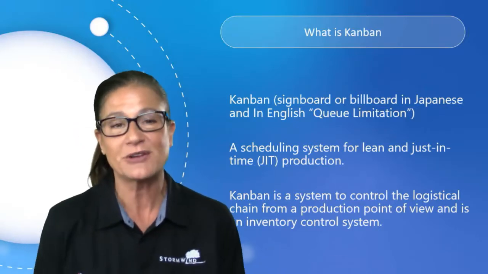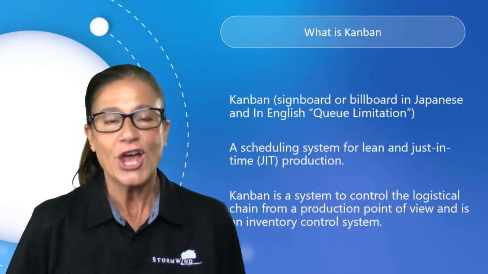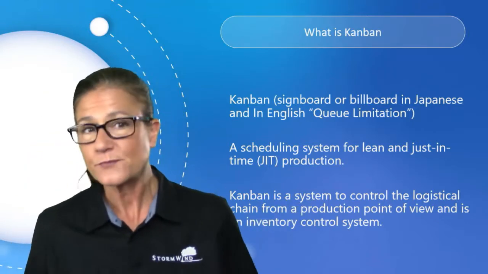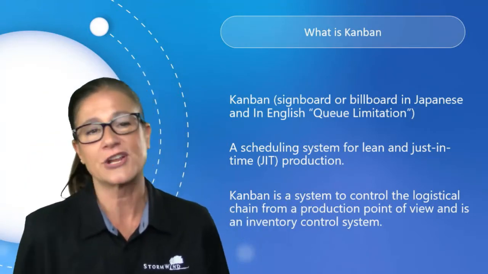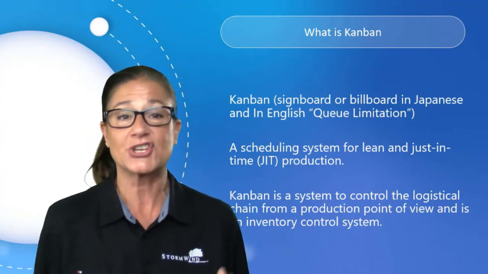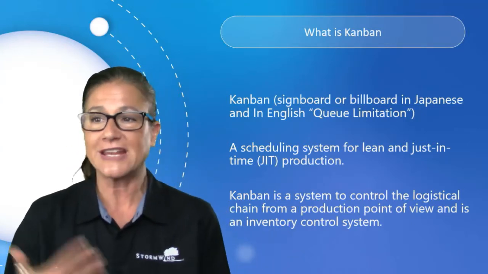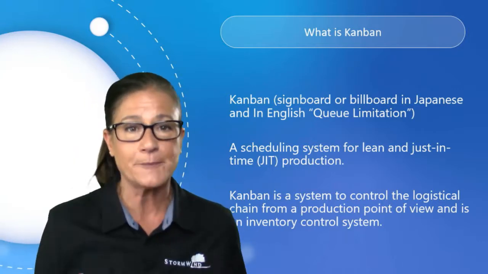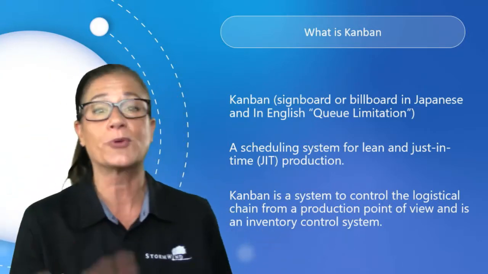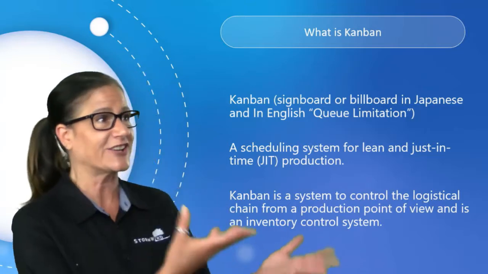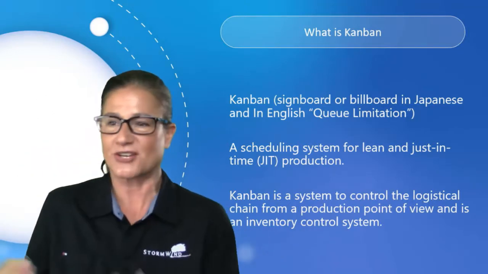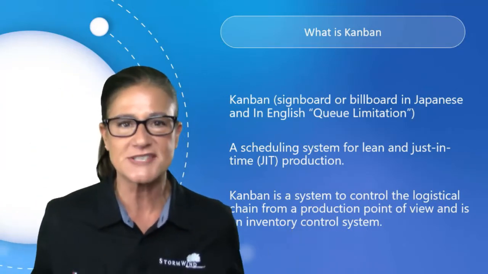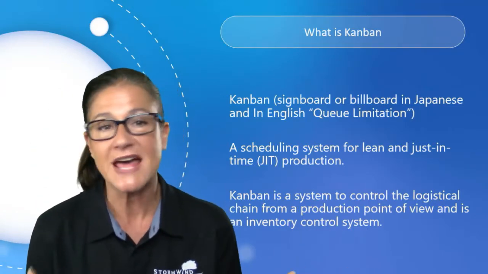But just to give you a little bit of history, if you're not familiar, Kanban is the Japanese word for billboard, signboard, card, and in English, loosely translated to queue limitation. And originally, Kanban was created in manufacturing as a just-in-time type of environment for production flow. And so basically, it's a system to control the logistical chain from a production point of view and is an inventory control system. Okay, what does that all mean?